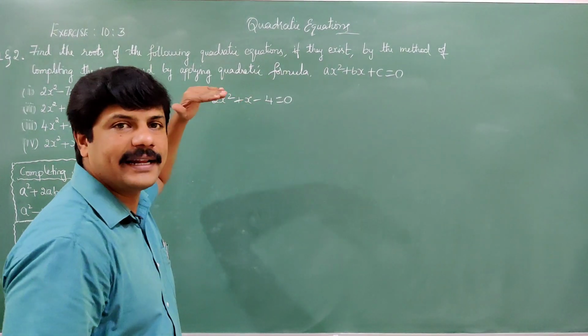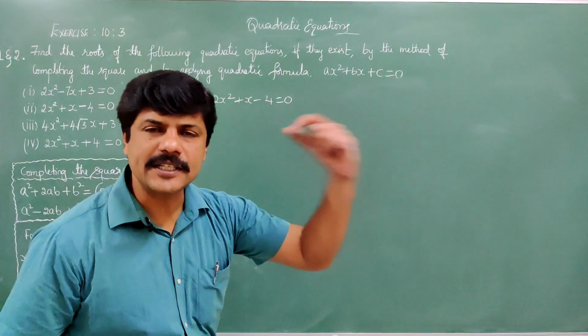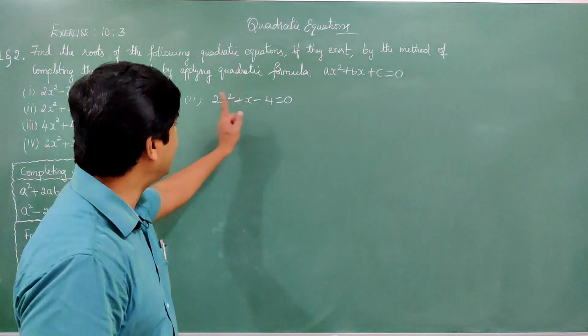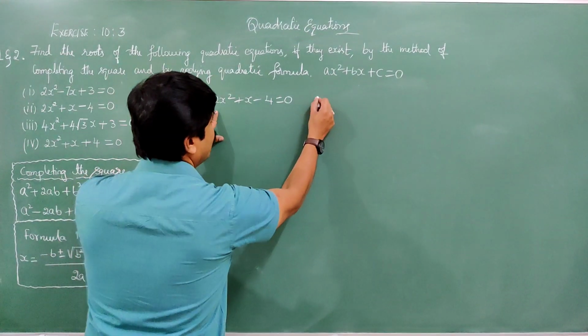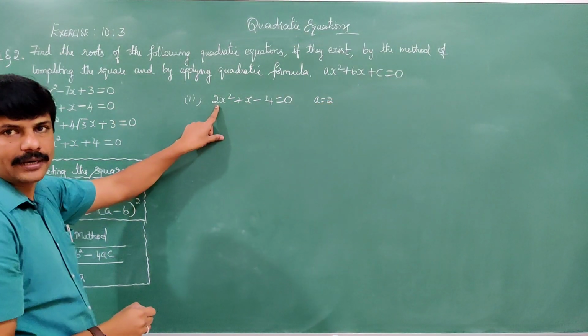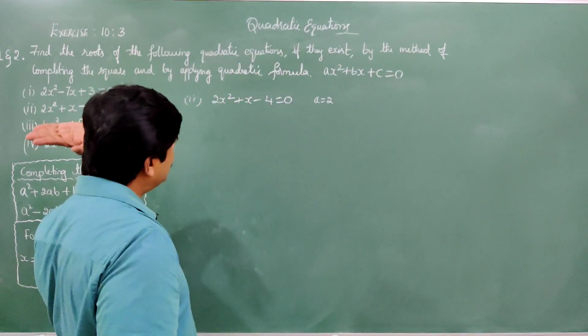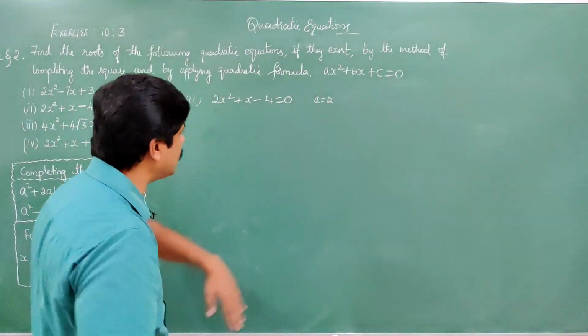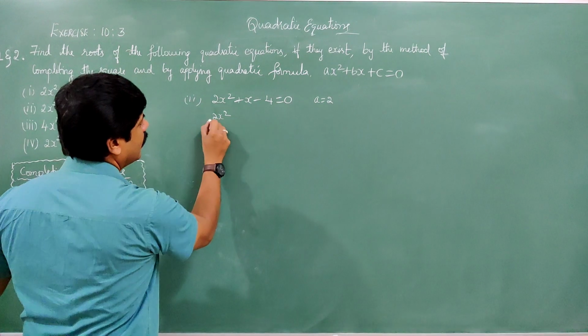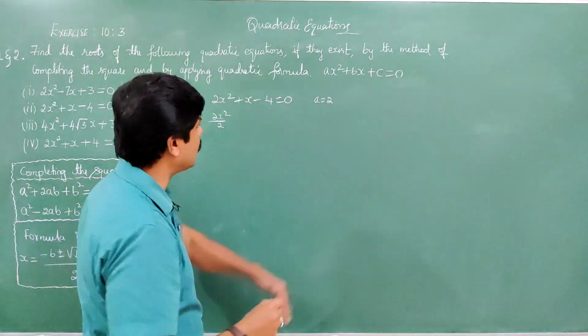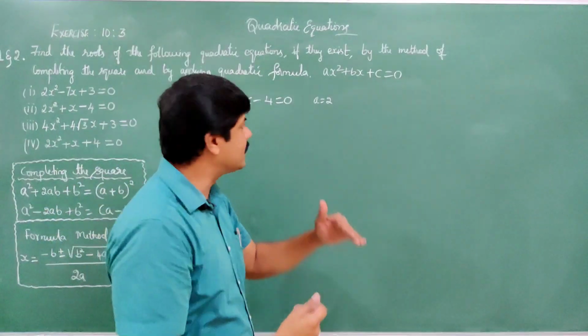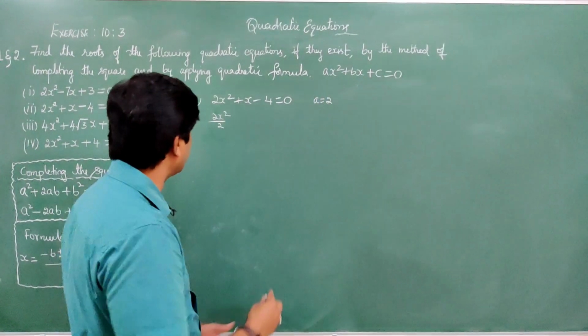So by the method of completing the square, what is the first step to be taken? The first step is to find the value of a here. A value is 2, the x square coefficient is 2. Okay, so divide throughout by the x square coefficient. This is the method of completing the square. Find the roots of this particular equation by this method.